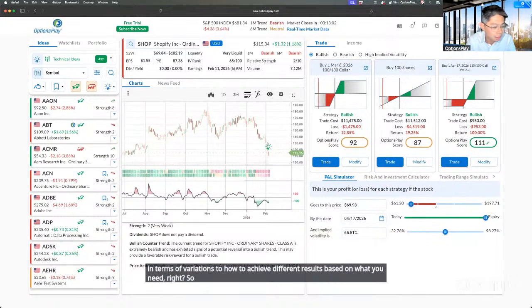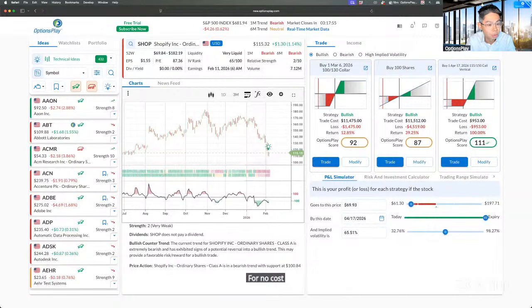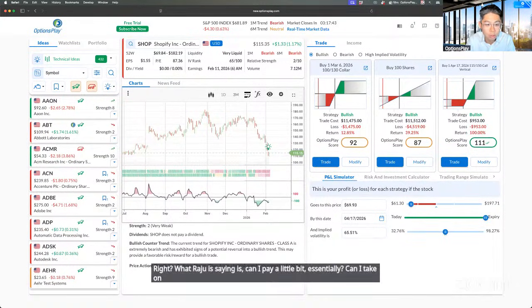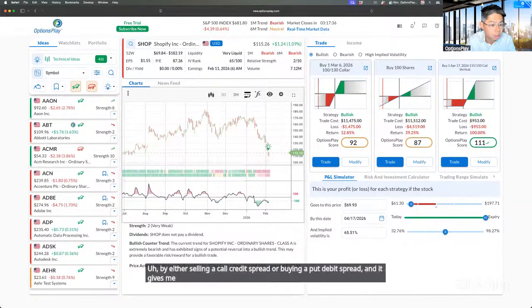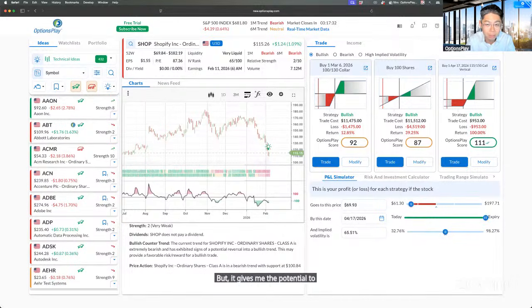So, I laid out a strategy here today that gives you that downside risk for no cost, and the trade-off for the no cost part is that you're giving away the upside, right? What Raju is saying is, can I pay a little bit, essentially? Can I take on a little bit of risk by either selling a call credit spread or buying a put debit spread? And it gives me the same downside protection, but it gives me the potential to still participate in upside if the stock rallies significantly.